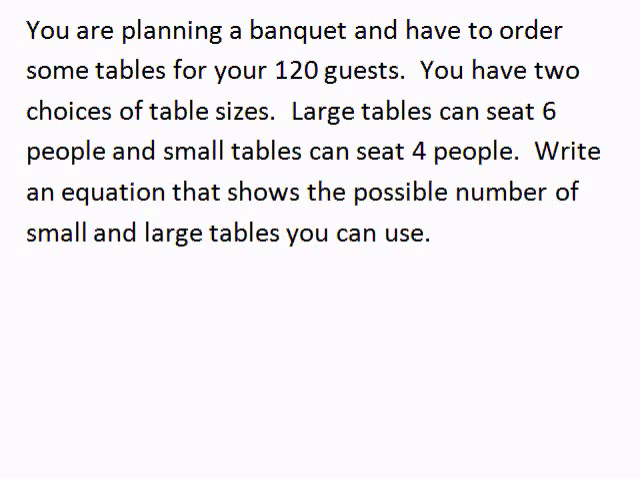Now, I know I've already said this, but when I work through a problem, the first thing I'm going to do is read it. Make sure I understand what it's saying and what it's asking, and then I'll go through and see if I can pick out some important information, or just information, period. So we're planning a banquet, and we have to order some tables for your 120 guests. You have two choices of table sizes. Large tables can sit 6 people, and small tables can sit 4 people. Write an equation that shows the possible number of small and large tables you can use.